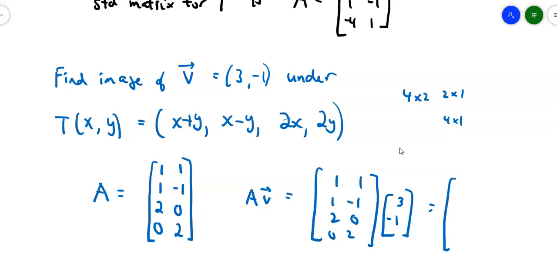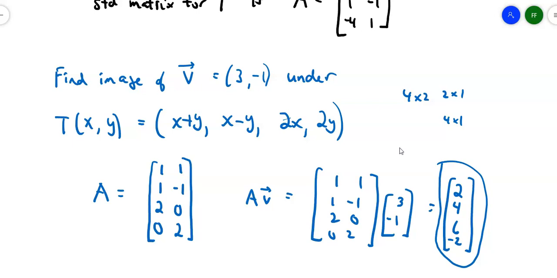All right, so 1 times 3 is 3. 1 times negative 1 is negative 1. 3 minus 1 is 2. Okay, second row: 3 plus 1 is 4. Third row: 6 plus 0 is 6. Fourth row: 0 plus a negative 2 is negative 2. And if you want, you can verify that this matrix is the same thing you would have gotten had you taken that (3, -1) and thrown it into that transformation right there.